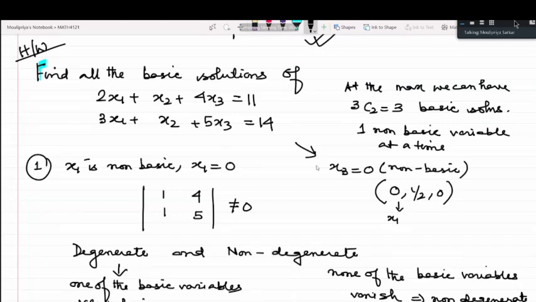But in reality, had you replaced x3 with 0, that is, had you made x3 as non-basic, the actual solution would be 350. That implies none of the basic variables are vanishing. So this one we can further categorize and say that it is a non-degenerate basic feasible solution. Are we okay with this?